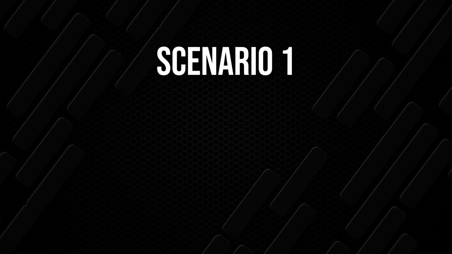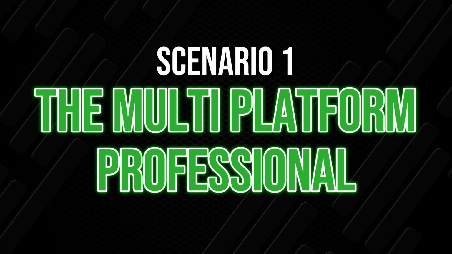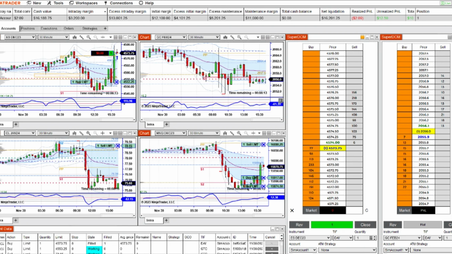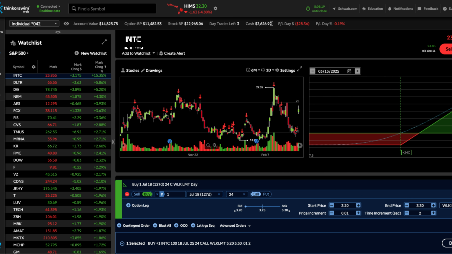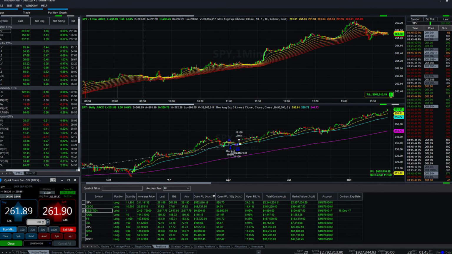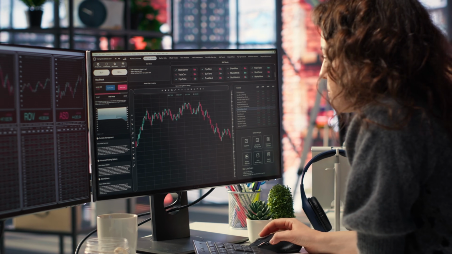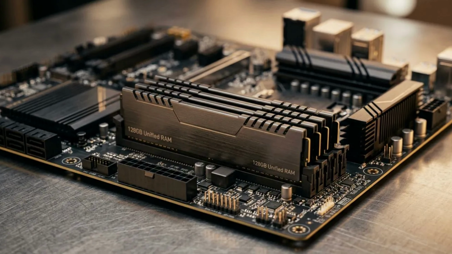Now let me break down the real-world scenarios where 128 gigs of RAM actually makes sense. These are actual use cases from actual traders. Scenario 1, the multi-platform professional. NinjaTrader for futures, Thinkorswim for options, TradeStation for backtesting, and a browser with broker dashboards all running at the same time. 64 gigs will get you through most sessions, but 128 gigs of RAM means you never think about it again.